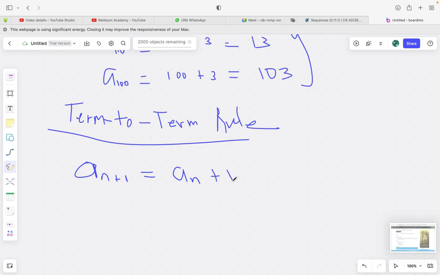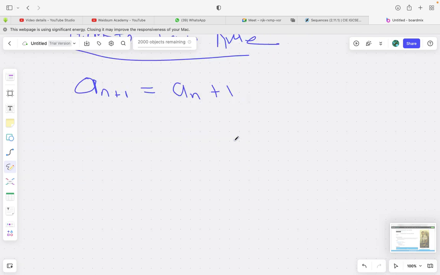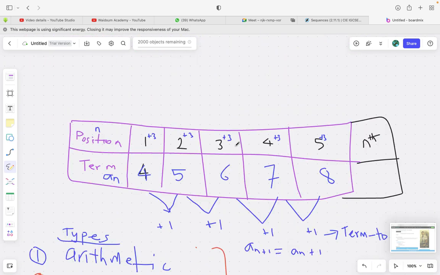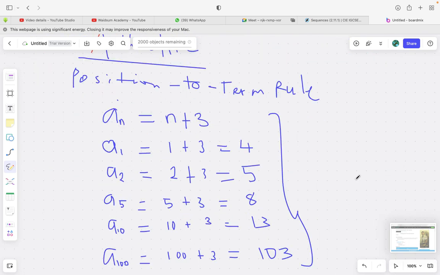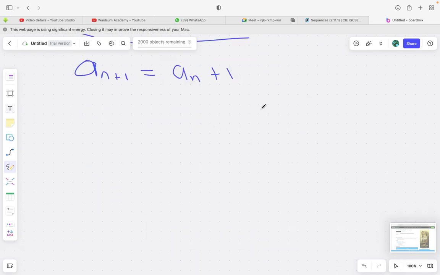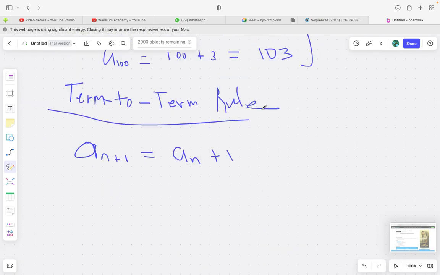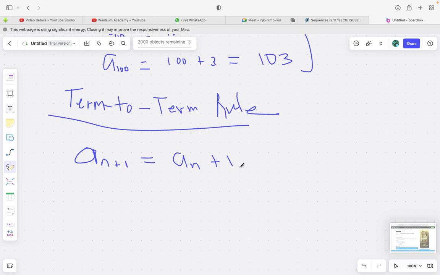Just now we said the sixth term. If you are doing the sixth term, you will get what? 9. You just say 8 plus 1, 8 plus 1, you get 9. Right? So that's how it goes. That's how it works for the term to term rule. Are you with me? Do you understand? Okay.